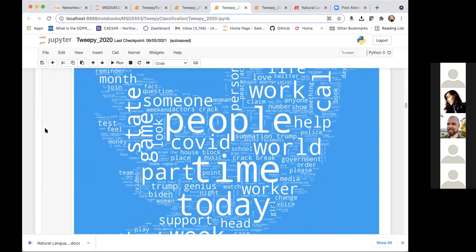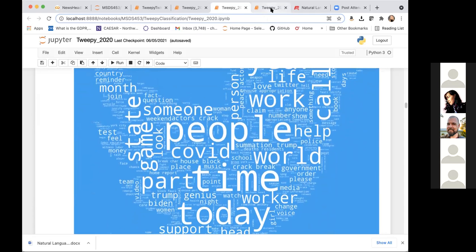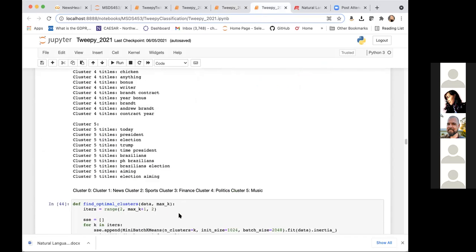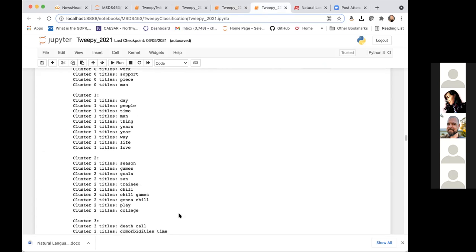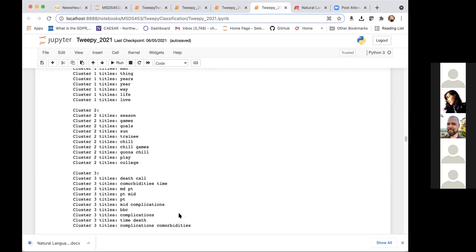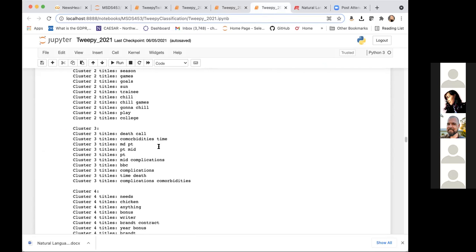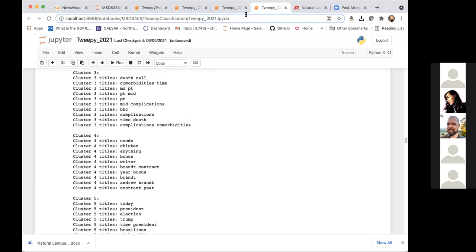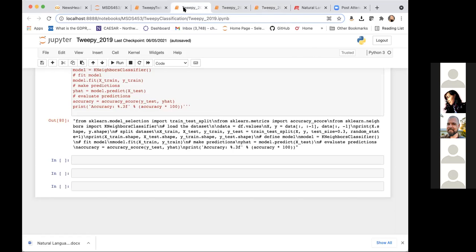But yeah, so this is the 2020 and 2021. Let's go back up. And again, same thing with this one, some of the clusters are easy to tell, and I like this one's the chill games. But you can tell this one, COVID related, death, complications, comorbidities. So yeah, that is where the project is right now, and I'm hoping to add a lot more to it. But does anybody have questions about this?